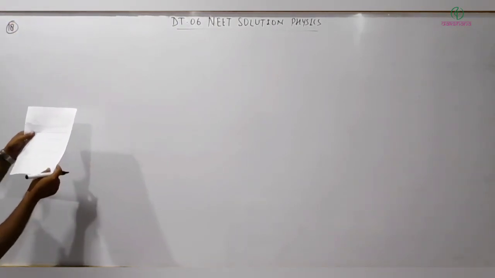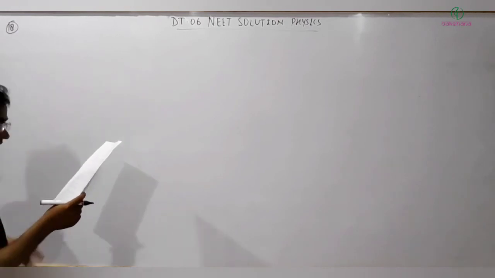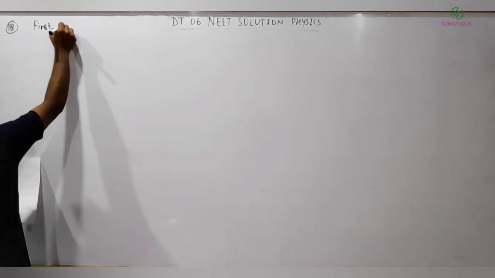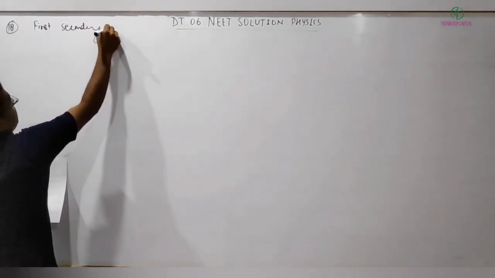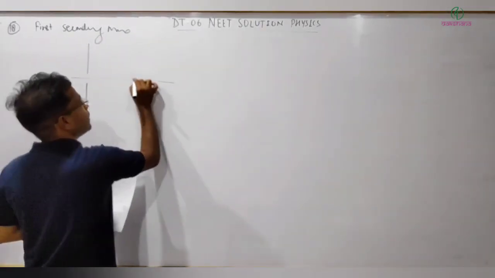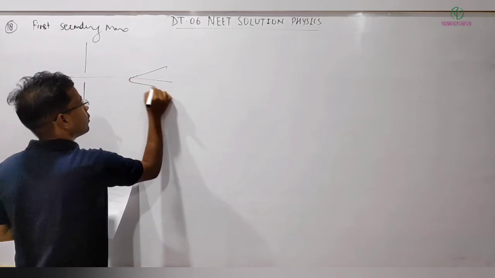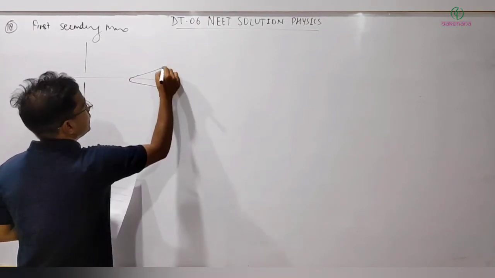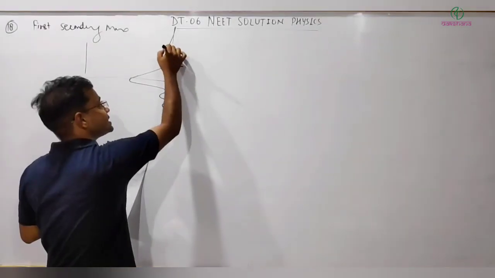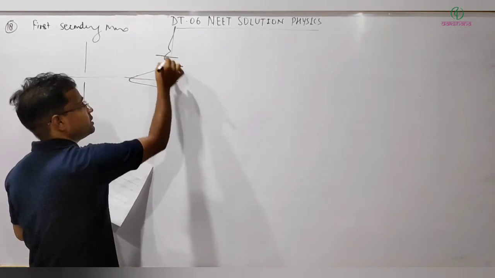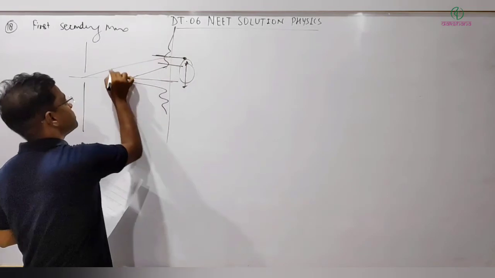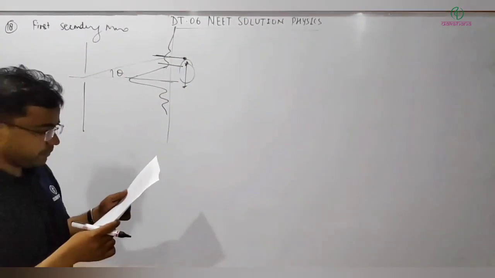They are asking what will be the angle of diffraction for the first secondary maxima. Remember, if this is the central maxima, then here we get the first minima, and the first secondary maxima is this one basically. So it's talking about the angle theta corresponding to this first secondary maxima.